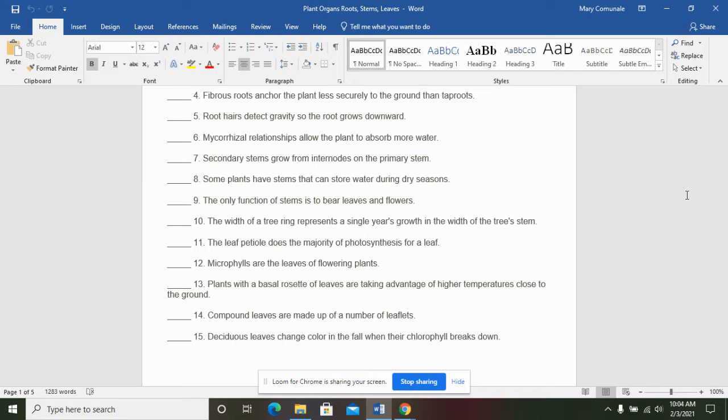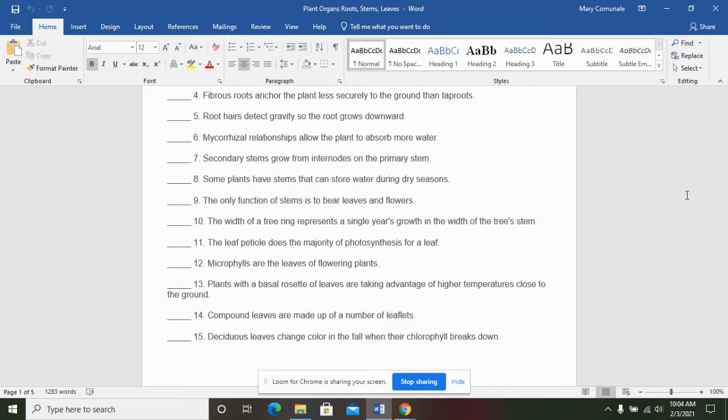Number 13, plants with basal rosette of leaves are taking advantage of higher temperatures close to the ground. That is true. If you're not sure what a basal rosette is, you could Google that one really quickly. But it's there more for protection for the root system, so it helps to kind of keep it warm through the winter months. A lot of plants that die off in the winter tend to have these.